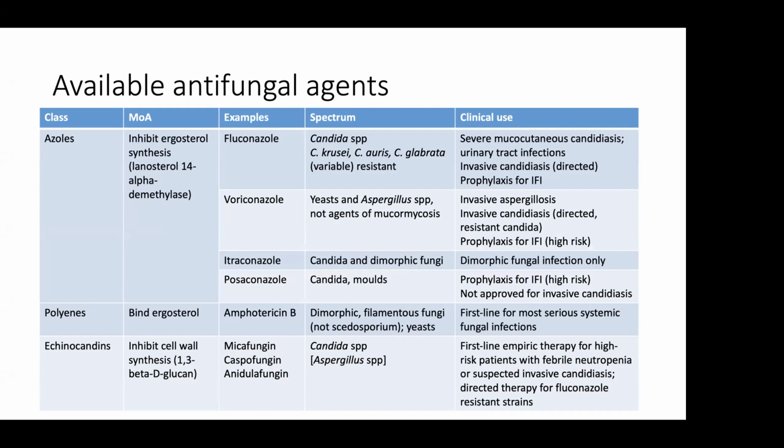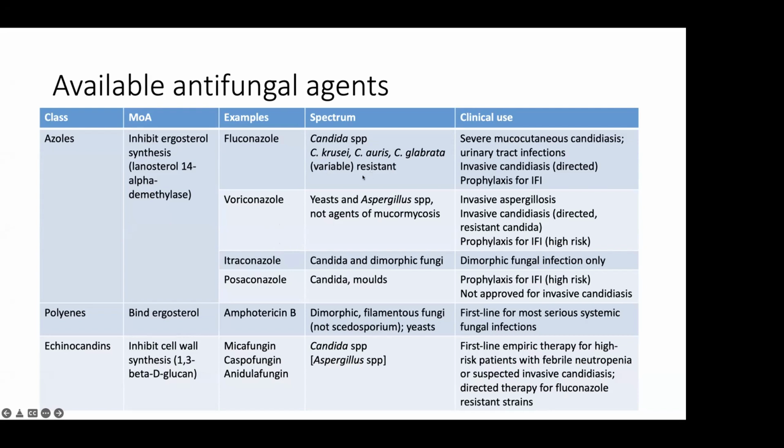So the azoles, everyone will be familiar with fluconazole. These work by inhibiting this enzyme, which inhibits ergosterol synthesis, and they are fungistatic, except voriconazole is actually fungicidal for Aspergillus. They generally have more yeast cover, except voriconazole and posaconazole are pretty good against molds, which I'll speak about just now, and itraconazole against dimorphic fungi.